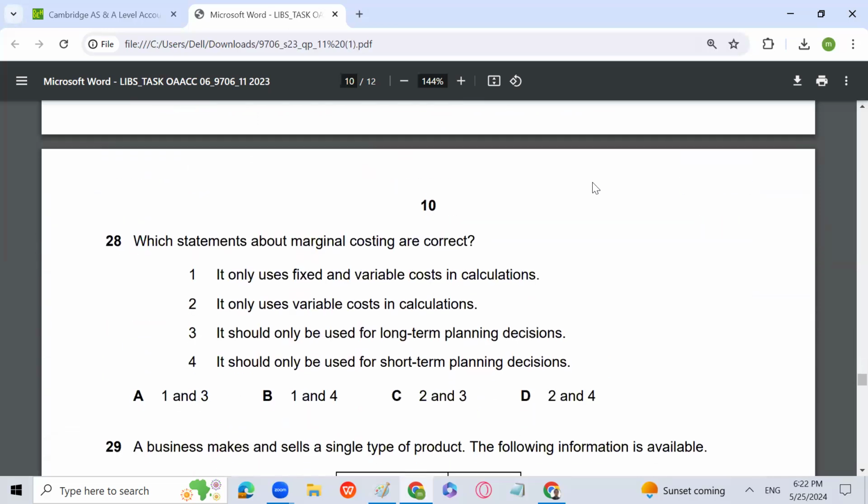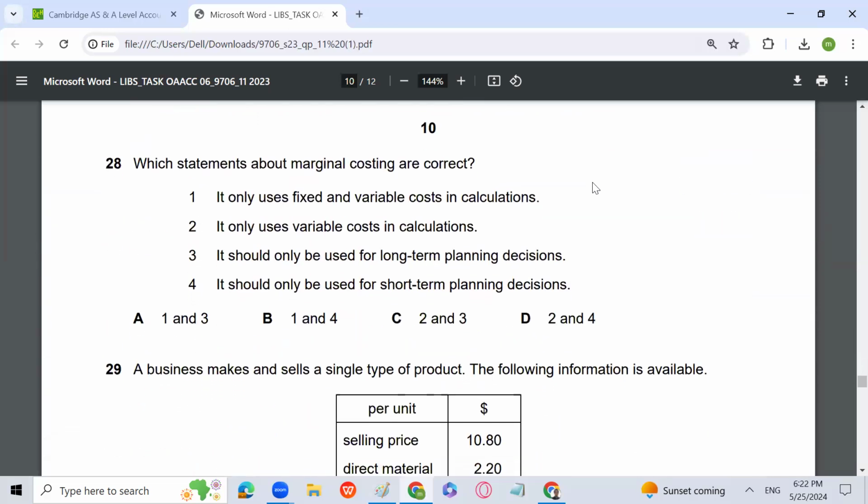So May, June 33, 11, 28. Which statements about marginal costing are correct? It only uses fixed and variable cost in calculation. It only uses variable cost in calculation. It should only be used for long-term planning decisions. It should only be used for short-term planning decisions. The 2 and 4 will be the answer. So D is the answer.